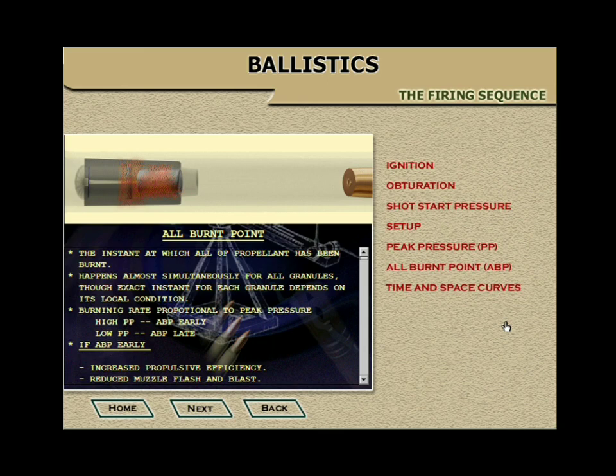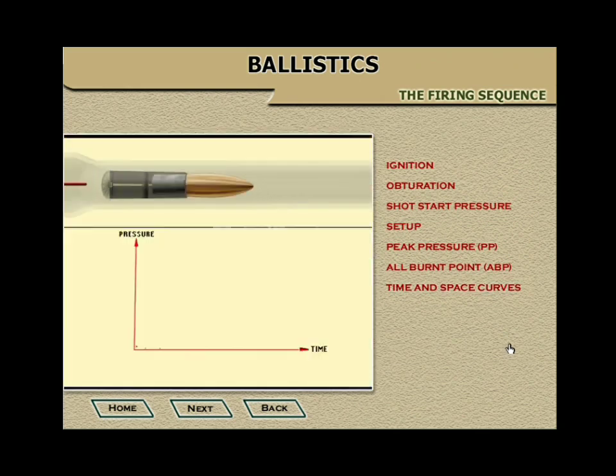In case the all burnt point is not achieved, a large quantity of propellant remains unburnt. The propulsive efficiency is reduced and an intense muzzle flash is produced. The various actions taking place on the initiation of a round are being shown graphically in the form of time and space curves.